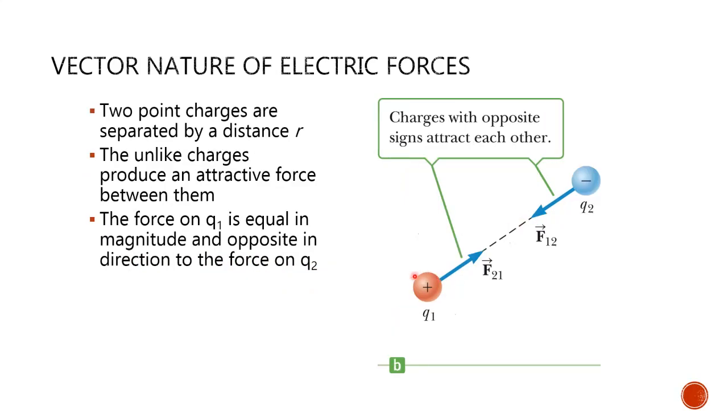If we have opposite charges, the force is called attraction. This is the force that Q2 is acting on Q1, and this one is the force acting on Q2 by Q1. Since it's attraction, the arrows are directed towards each other.